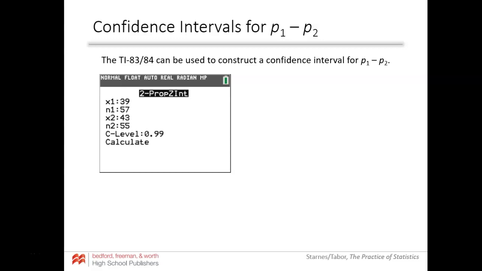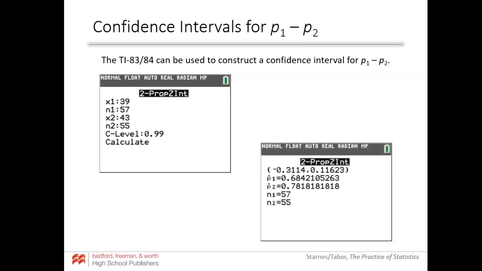Now on the calculator, and that's in the test menu, it flat out asks you for the statistics from your study. So 39 out of 57 and 43 out of 55 at a 99% confidence interval, and then you just calculate. It gives you the confidence interval. It ends up breaking it down as p hat 1 and p hat 2, but they don't really need that for the confidence interval.